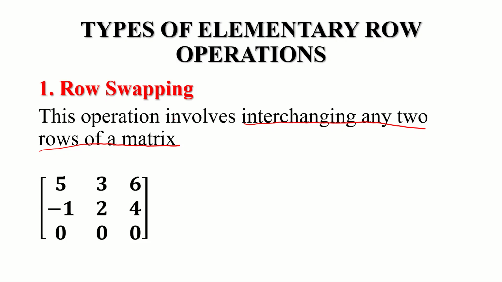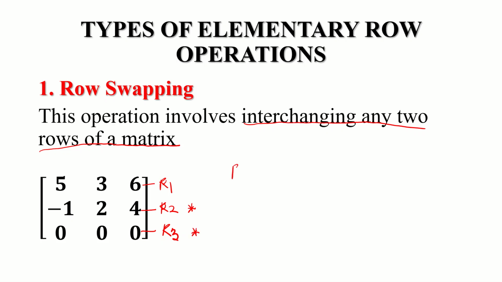So if we have a matrix like 5, 3, 6; -1, 2, 4; 0, 0, 0, we can perform row swapping on any of the rows. Remember that our first row, we call it row 1, and we can also call this one row 2. We have this one as row 3. And with this, we can perform row swapping on any of the rows. So let's assume we want to swap row 2 and row 3.